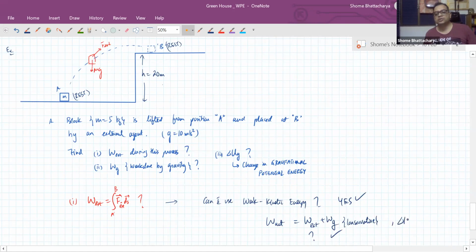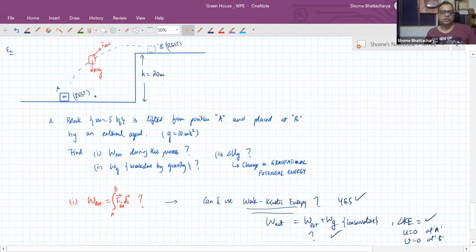And on the other hand, do I know the change in kinetic energy? Yes, because it's at rest. u is equal to 0 at A, and the final velocity is also 0 at B. So I know the change in kinetic energy is 0. So I can use the work kinetic energy relation. Are we getting the point?